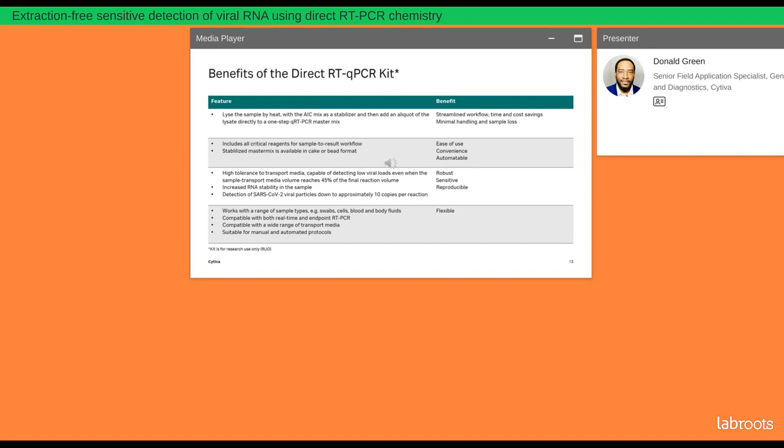Lastly, the flexibility of the kit. It works with a wide range of sample types: swabs, cells, blood, and body fluids. It is compatible with both real-time and endpoint RT-PCR, compatible with a wide range of transport media, and suitable for manual and automated protocols.